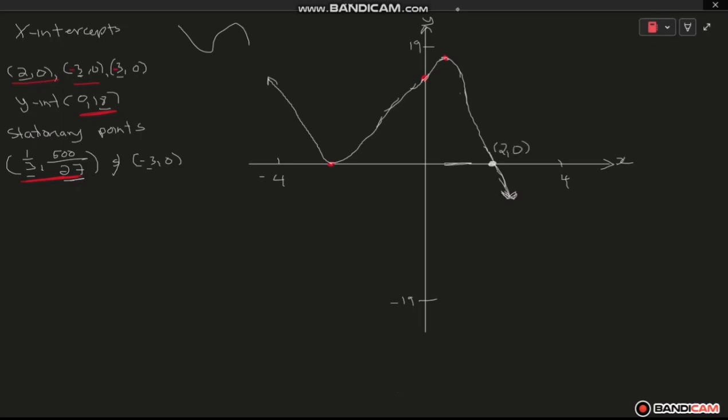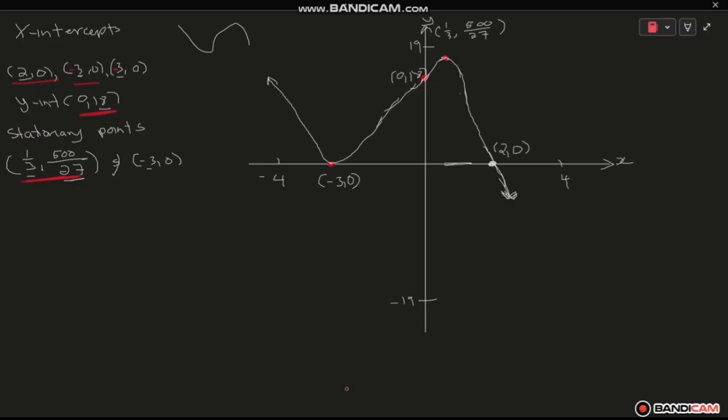Then you write your points. 2 is to 0. 1 over 3 is to 500 over 27, and 0 is to 18. Then here we're having 3 points in 1 point. Negative 3 is to 0. So this is the graph of f.